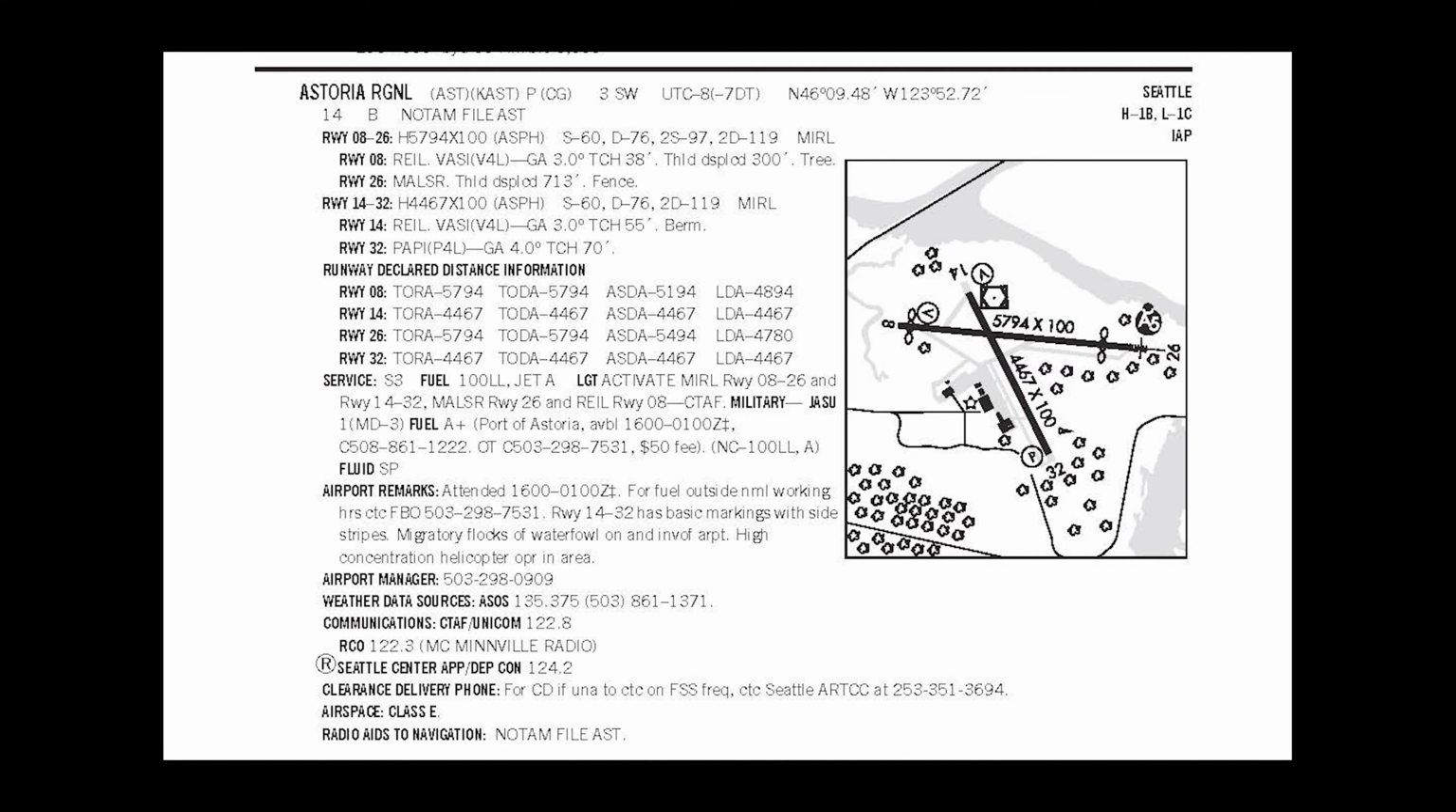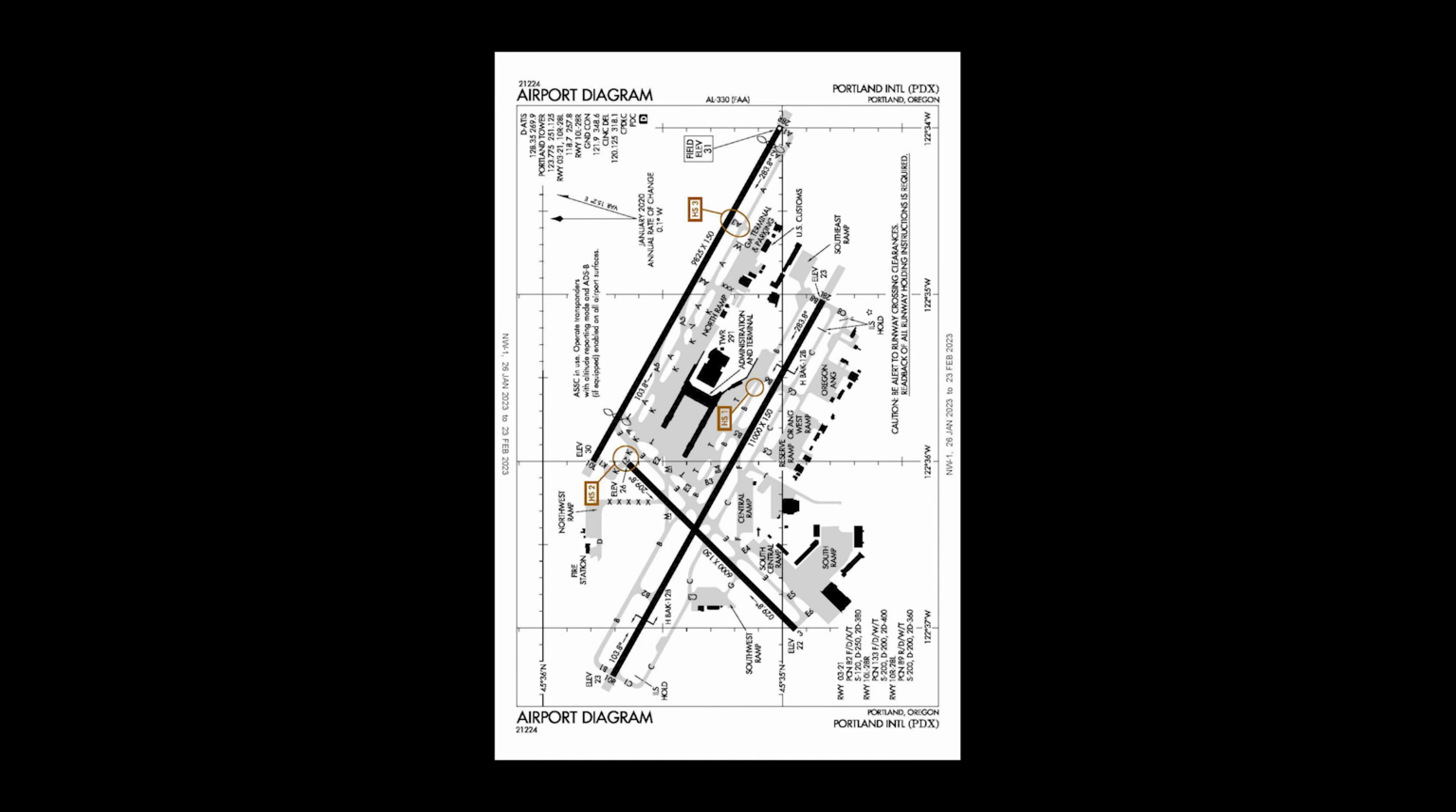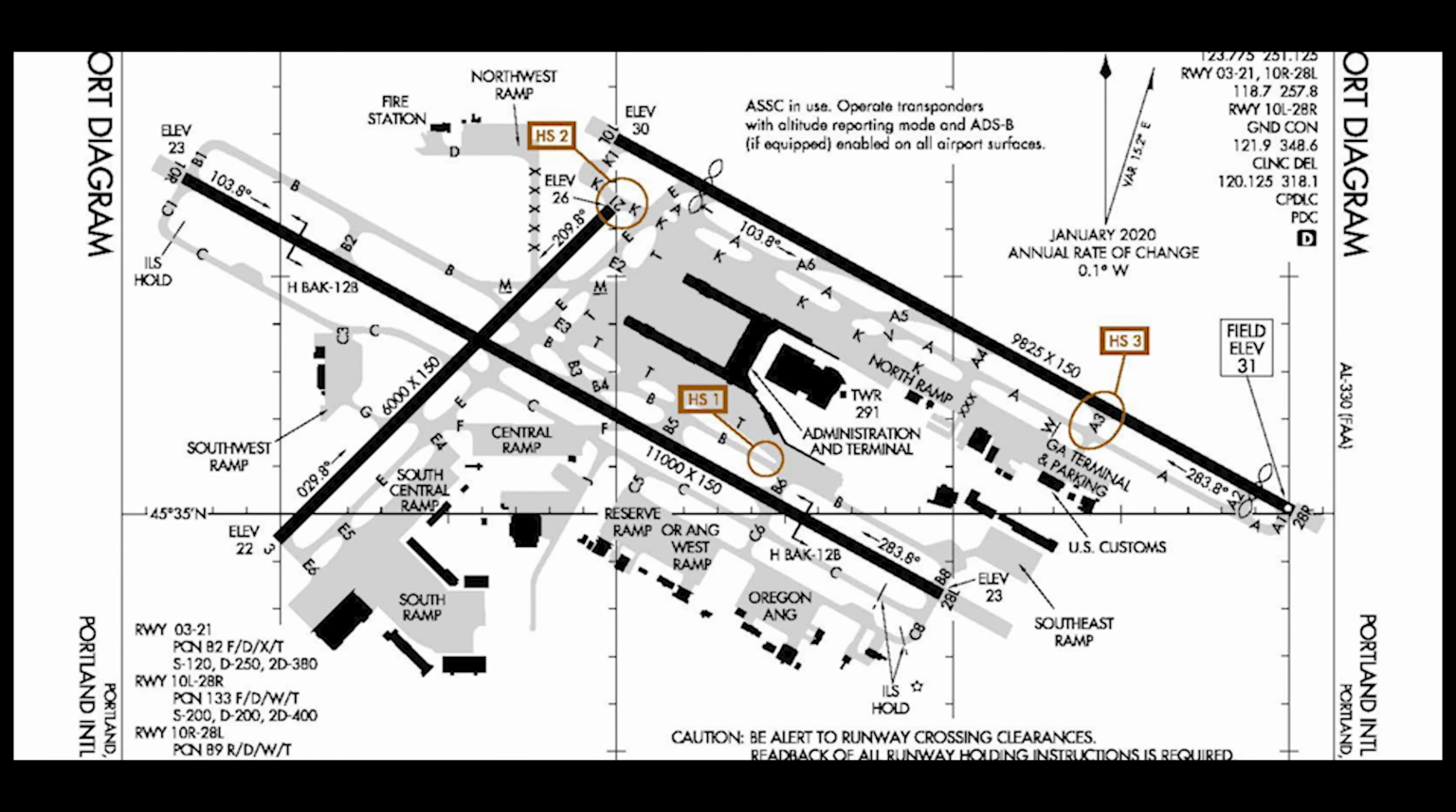Now this is a chart of Astoria, and since we're not going to worry about SIDs, it's just get on the runway and off we go. We're going to try and have fun with this one. Here's the airport diagram for Portland. First we're going to try rotating it. And runway 10 left is at the top, and that's the runway we're going to target.